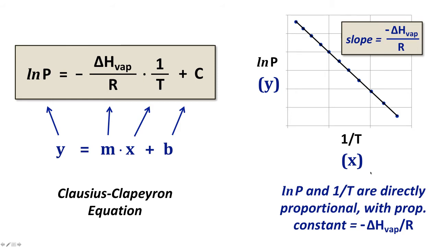So a couple of things to note about this. One is, if we graph 1 over the temperature in Kelvin versus the natural log of the vapor pressure for a given substance, we'll get a straight line, and the straight line will have a slope that's directly related to the enthalpy of vaporization for that substance.